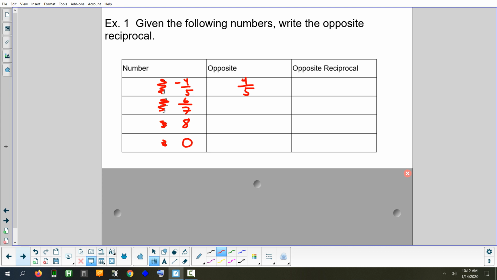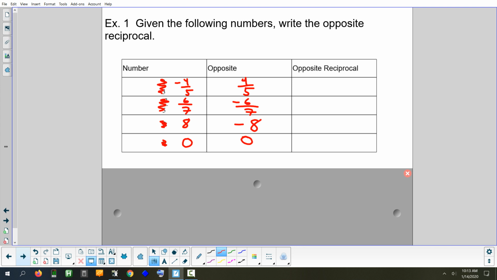Sophia, what's the opposite of 6/7? Negative 6/7. Yep, just negative 6/7. Okay. How about, let's see, Leilani, what's the opposite of 8? Negative 8. And what about the opposite of 0? 0. 0 stays the same.